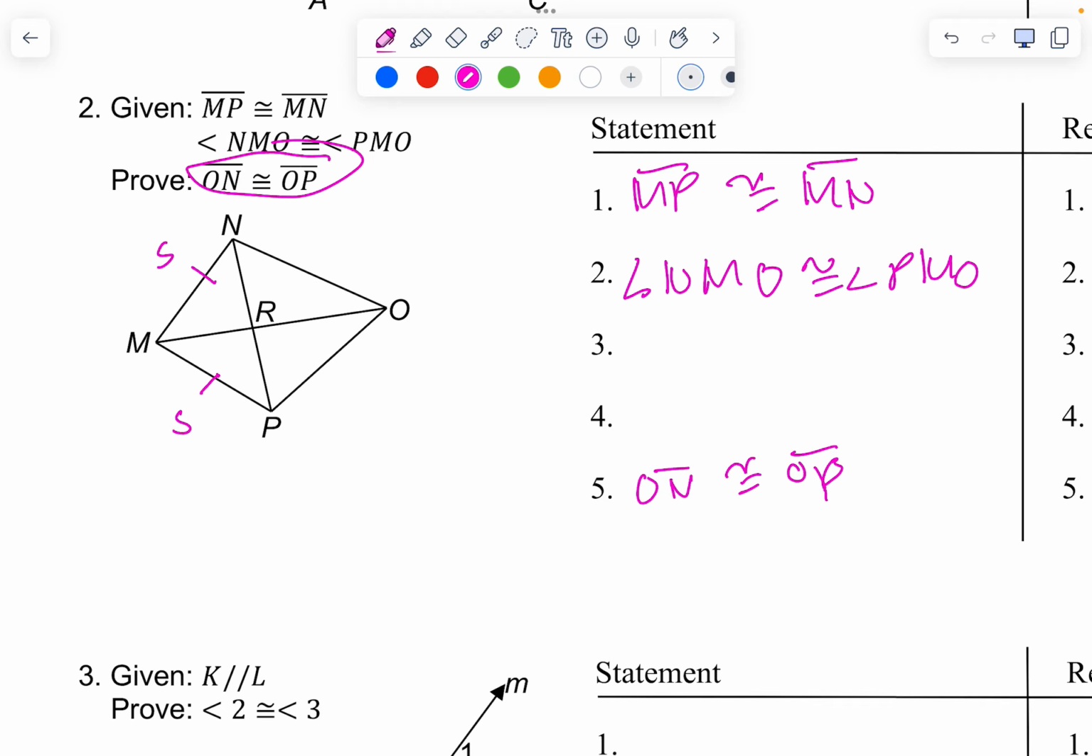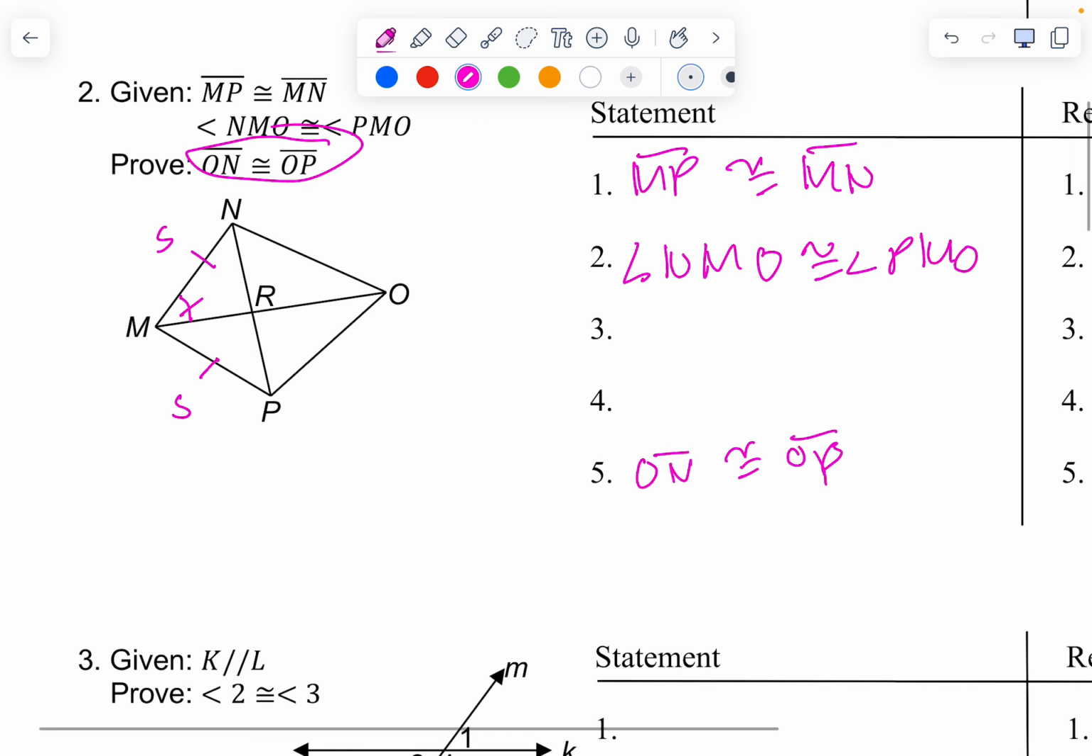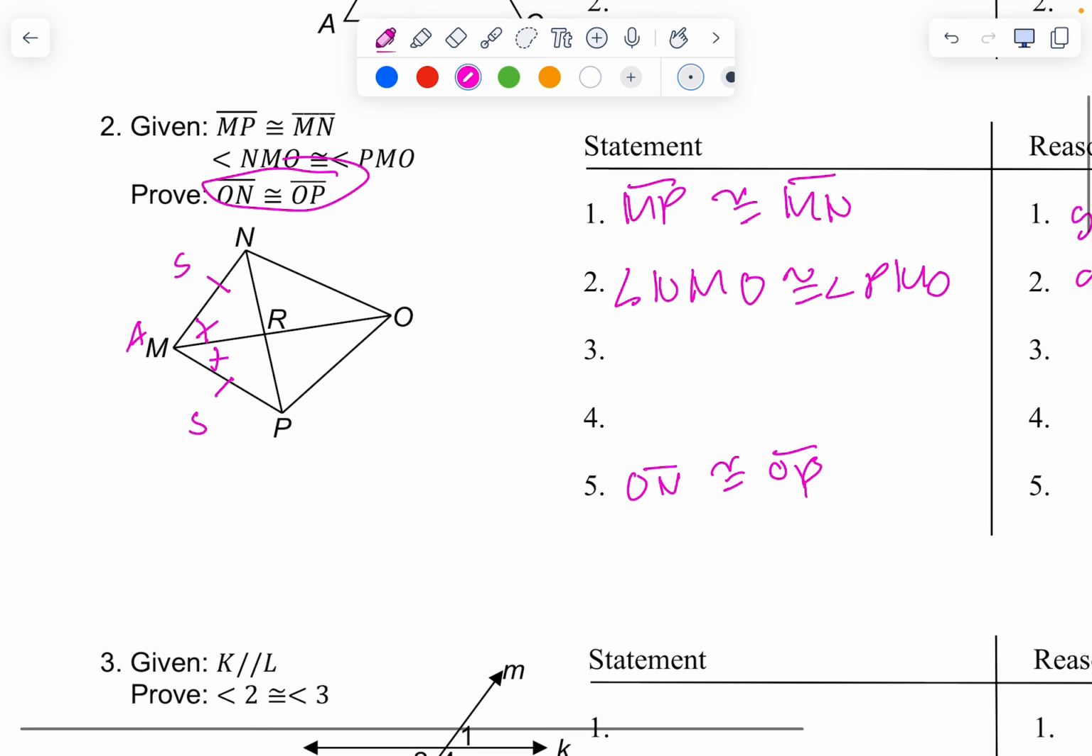And then let's go to angle NMO, this angle right here, and this angle right here. What should I label next to it? Angle. A as an angle. And then looking at this, since we're looking at OP and ON, do I see a shared piece between these 2 triangles? Highlight these 2. And I heard MO, very good.